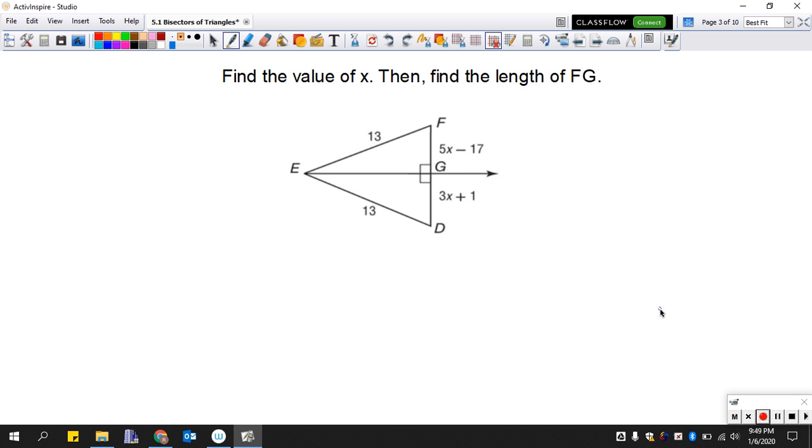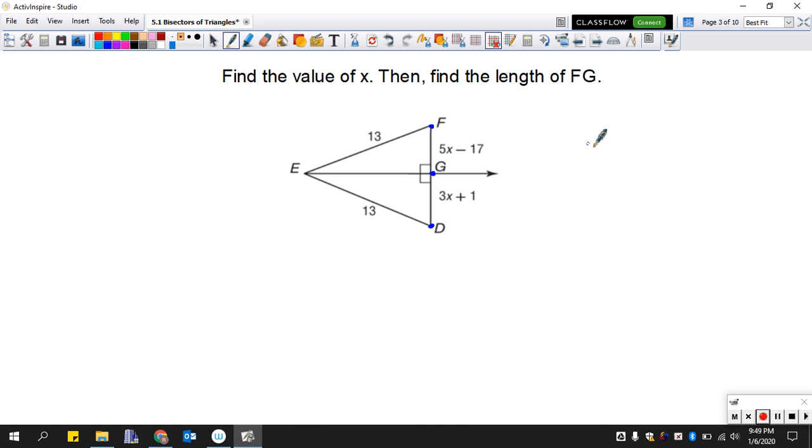All right, so this first example, it says find the value of x, then find the length of FG. Okay, so if we look at what we're given, a line that crosses side FG at a right angle. So that is a perpendicular bisector. And according to the perpendicular bisector theorem, that means it's equidistant from the two endpoints, or from the two vertices of the line that it crosses. So from F to G is the same distance as from D to G.